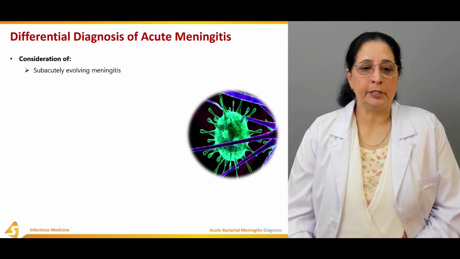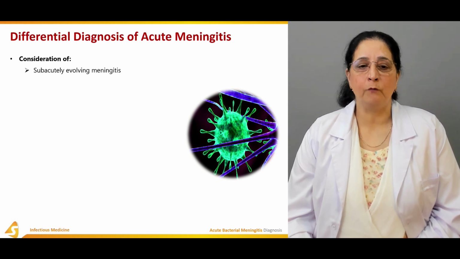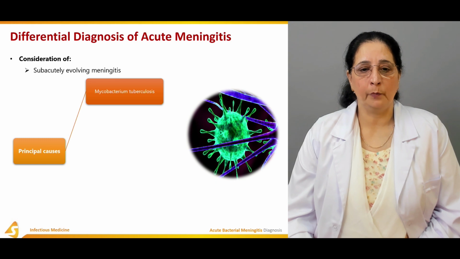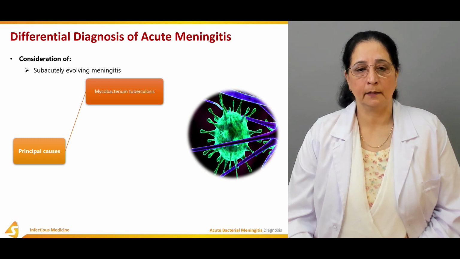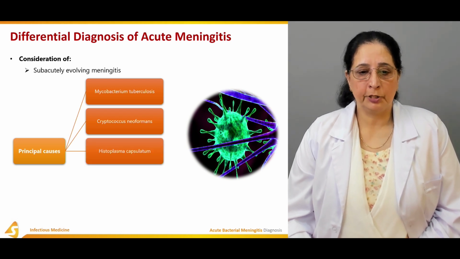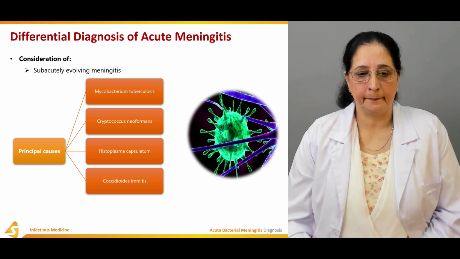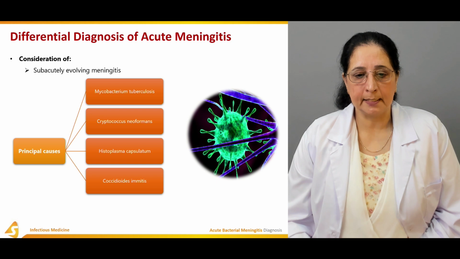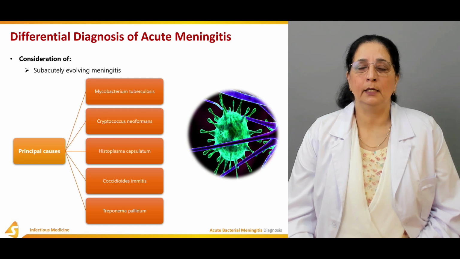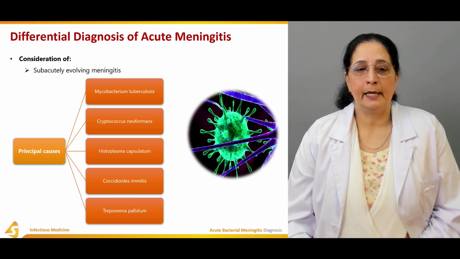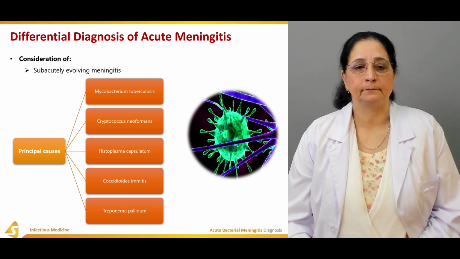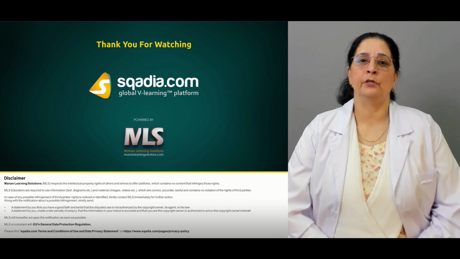Then there is the consideration of subacutely evolving meningitis. The principal causes are Mycobacterium tuberculosis, Cryptococcus neoformans, Histoplasma capsulatum, Coccidioides immitis, and Treponema pallidum. So all these are the other factors that can cause subacutely evolving meningitis. So that was all about section 4.